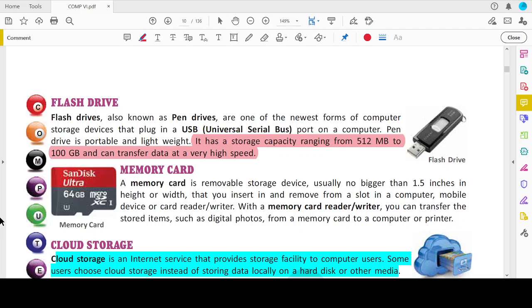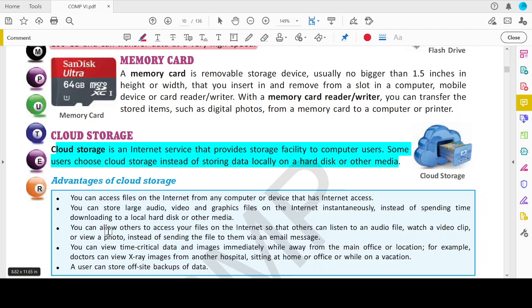So you will find this kind of device in your smartphones, in your cameras. Digital cameras are using this kind of memory card, and they have a huge storage area.